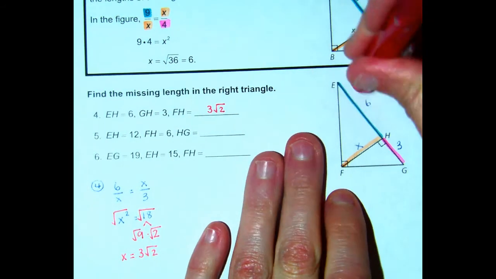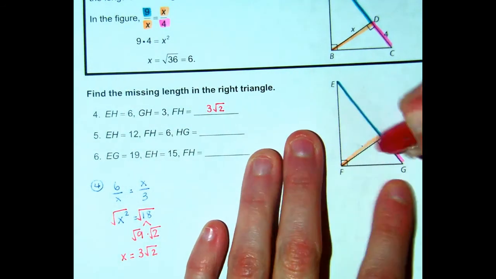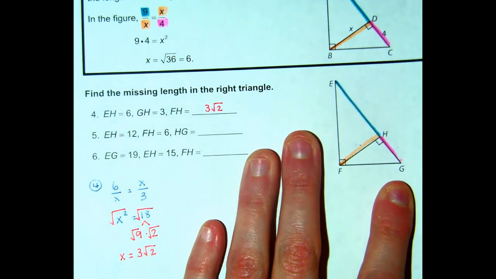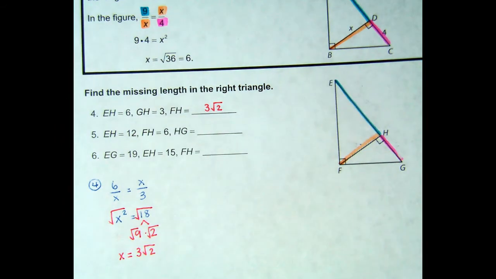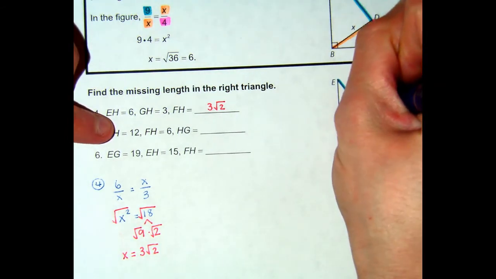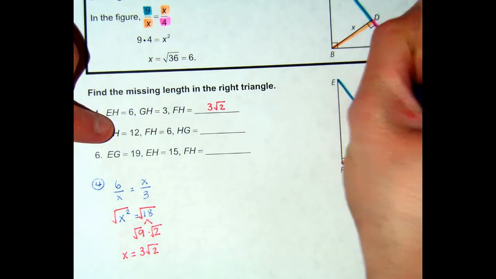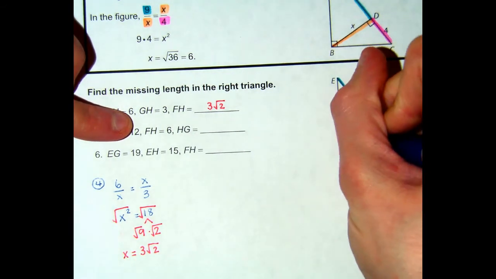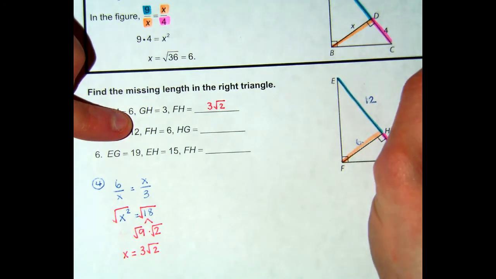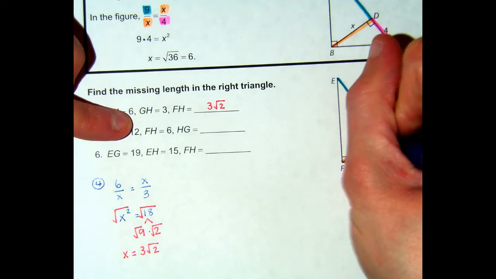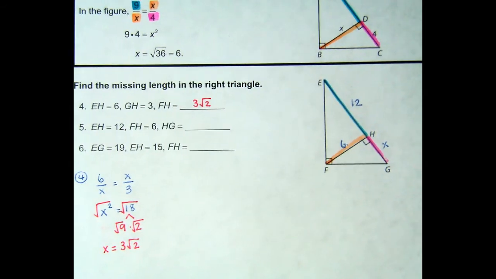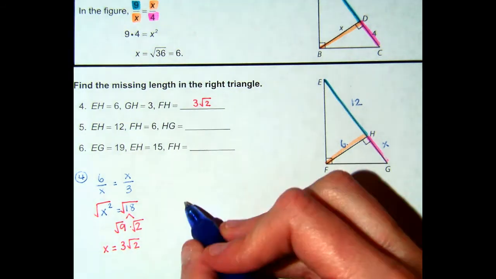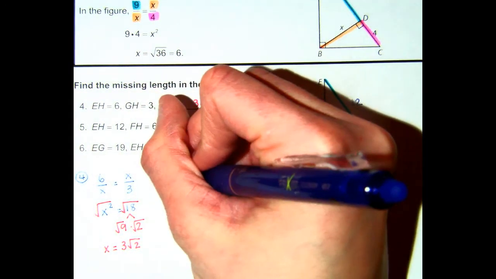Okay, I'm going to erase the picture and relabel for number 5. So this time EH is 12. Evidently I'm going to have to change the ink on all my pens. 12. FH is 6. HG is what we are looking for, so I'm going to label it x this time. This is what I mean when I say people automatically are like, oh, x goes here, always. That's not true.